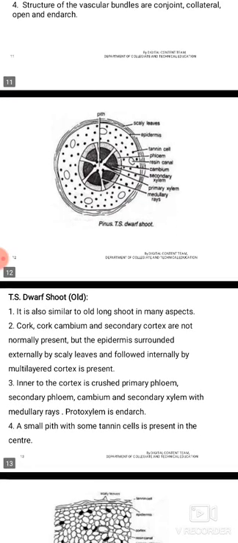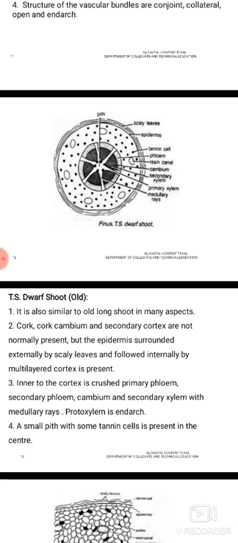Coming to the old dwarf shoot, in a transverse section, even this is similar to that of long shoot in many aspects. Cork cambium and secondary cortex are not normally present, but the epidermis is surrounded externally by scaly leaves and followed internally by multi-layered cortex.